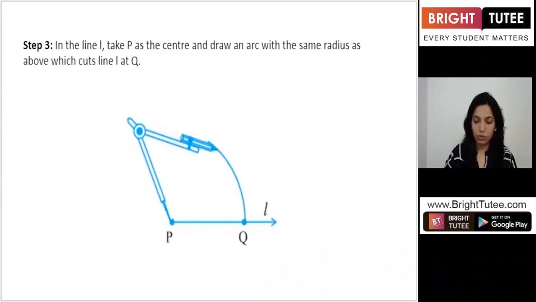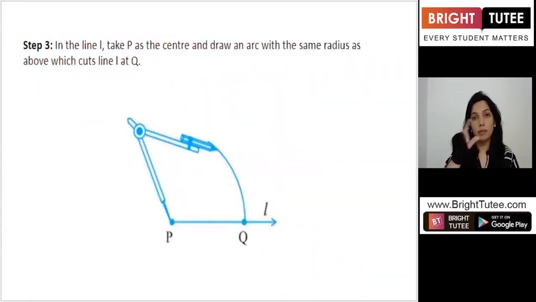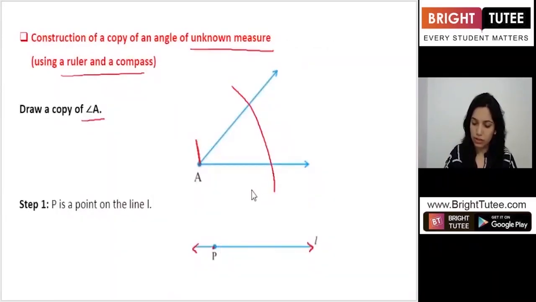Now in the line L, the line that you have drawn where you have marked a point P on it, with the same opening that you have used for this particular angle A, the same opening of the compass you will take. Don't disturb this opening. What you do now is, you draw a similar kind of arc on this line L, with the same radius on the compass. Here, keeping the point at P, you draw an arc like this.